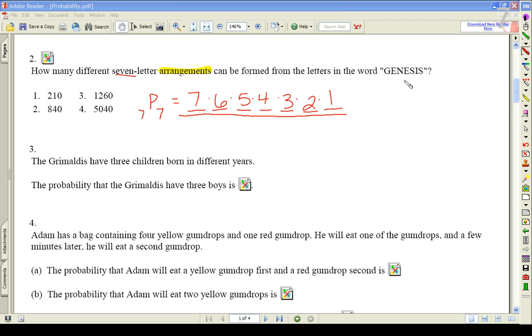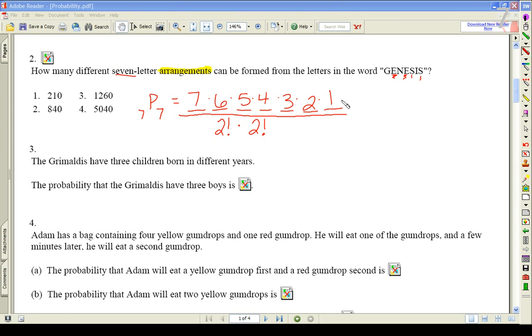However, since the word Genesis has some repeated letters. We have an E here, we have another one, and then we have an S and another S. Since it does have that repetition, we have to divide this by the repeated letters. A 2 factorial for the 2 E's, and a 2 factorial for the 2 S's. And that will give us a final answer.